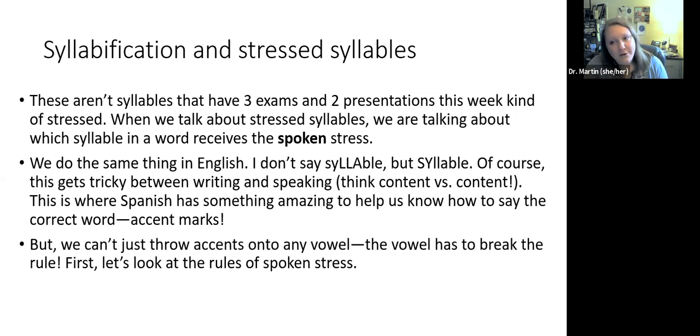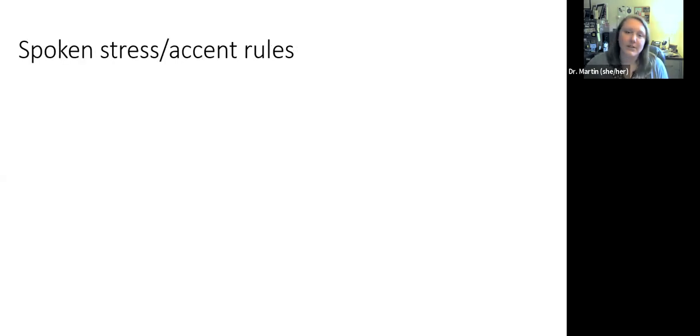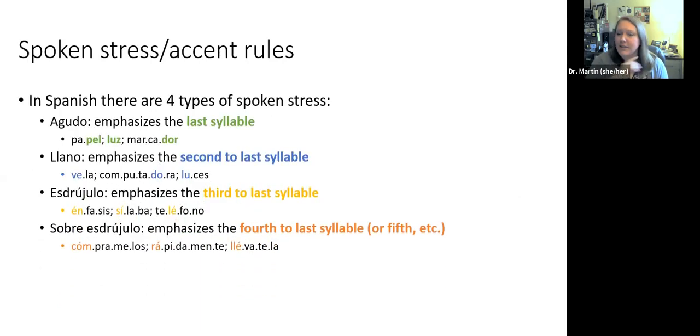But we can't just throw them around onto any old vowel, right? A vowel actually has to break a rule first for us to put an accent on it. So to know when we're breaking rules, we have to know what the rules are. So let's take a look at some of those. So these are our spoken stress or spoken accent rules. So in Spanish, there are 4 types of spoken accents or spoken stress.